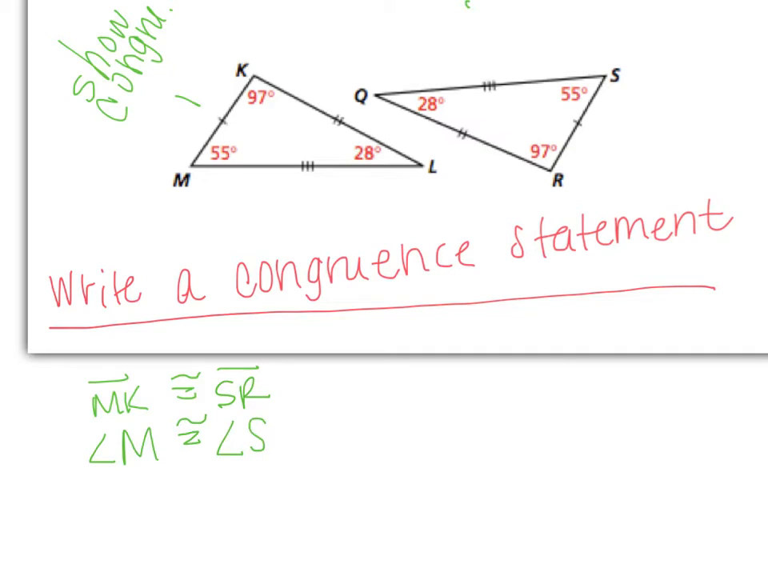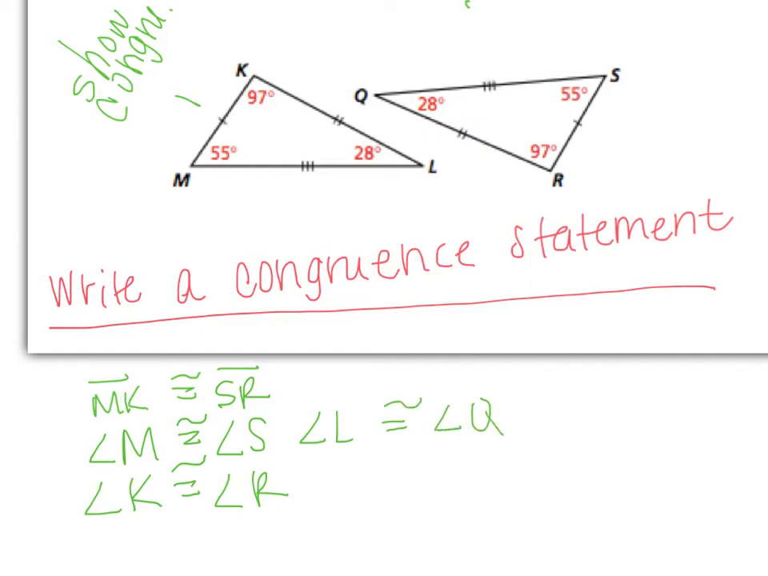So let's just find other ones that deal with the angles. So we can also say that angle K corresponds to angle R. And we could also say that angle R corresponds to angle K. The order here doesn't matter. And then finally, angle L corresponds to angle Q.